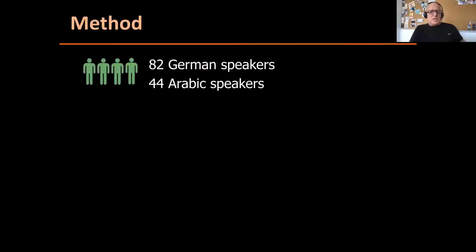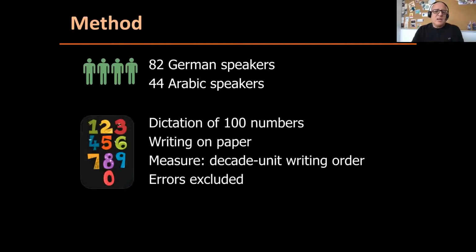So in this study, there were 82 German speakers and 44 Arabic speakers. We're still collecting data from the Arabic sample, so I'm going to show you only the data we have so far. And each of them wrote to dictation 100 numbers between 2 and 5 digits. They wrote it on paper.